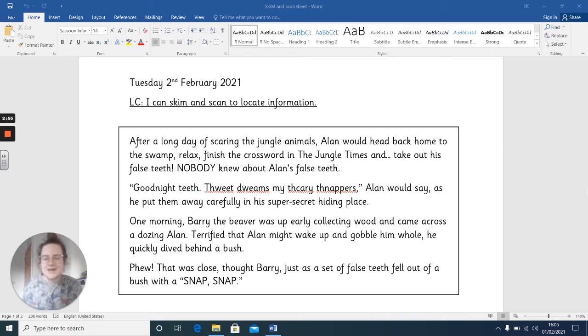Okay, that is today's bit of the text, and all of the answers that we are going to find today are going to be in this bit of the text. Before I start reading you today's questions, which you are going to answer, I'm going to show you how to skim and scan to locate information.